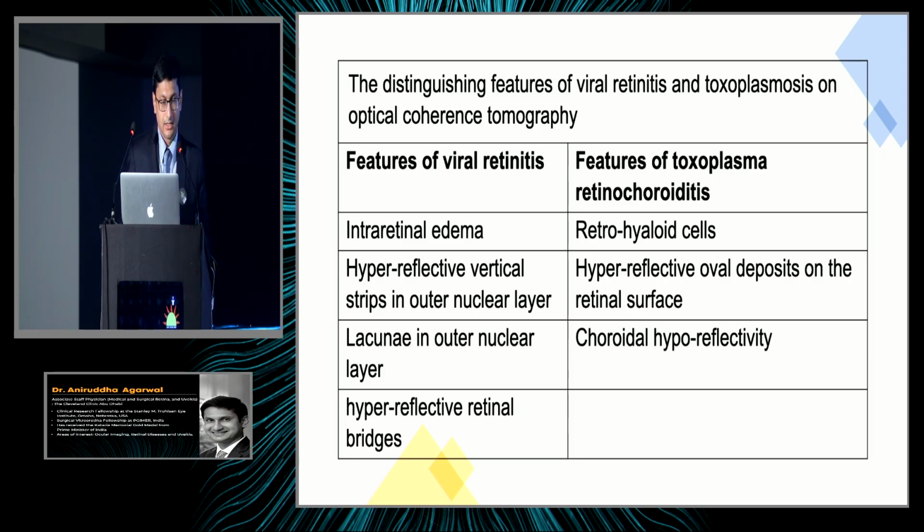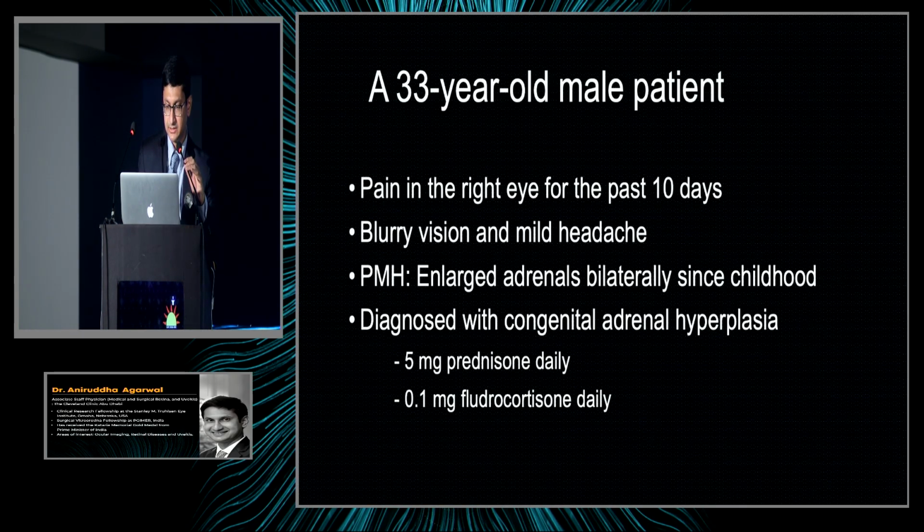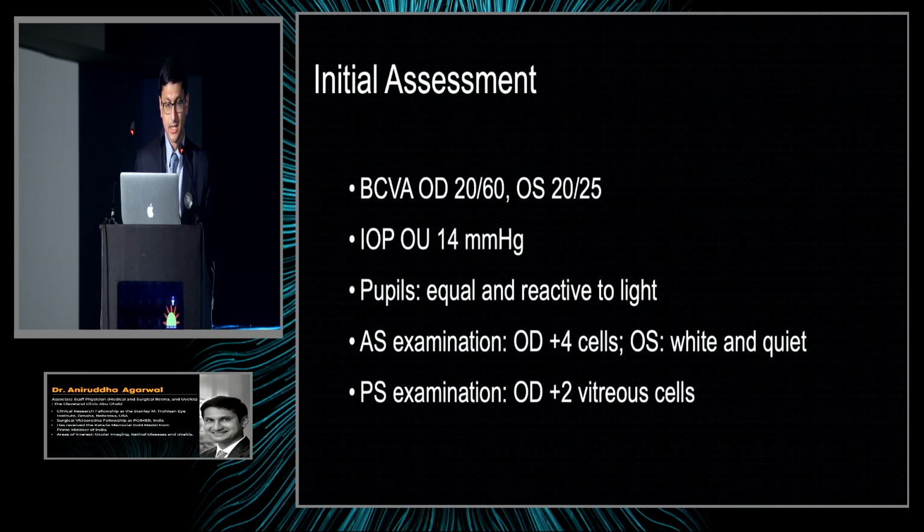Moving on, this is a 33-year-old Emirati patient who came to me with decreased vision in the right eye, and he had enlarged adrenals bilaterally. Since childhood, he was diagnosed with congenital adrenal hyperplasia on corticosteroids, and he was on fludrocortisone. And I think if your patient is on fludrocortisone, this is a very important risk factor for developing an infectious retinitis. So this patient had involvement of the right eye, and also the left eye had cells.